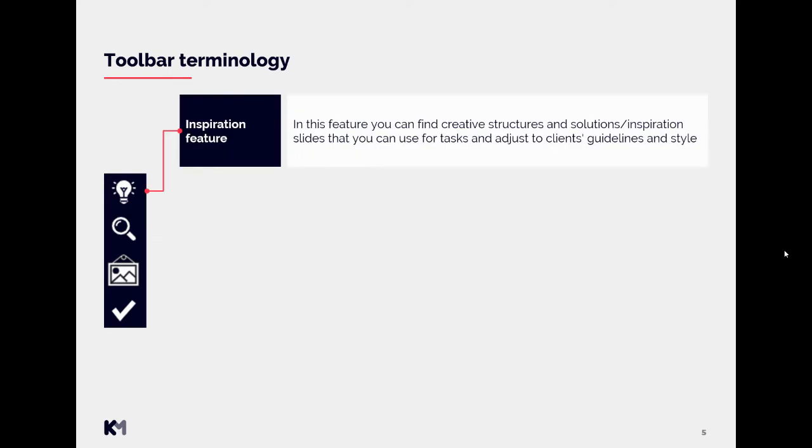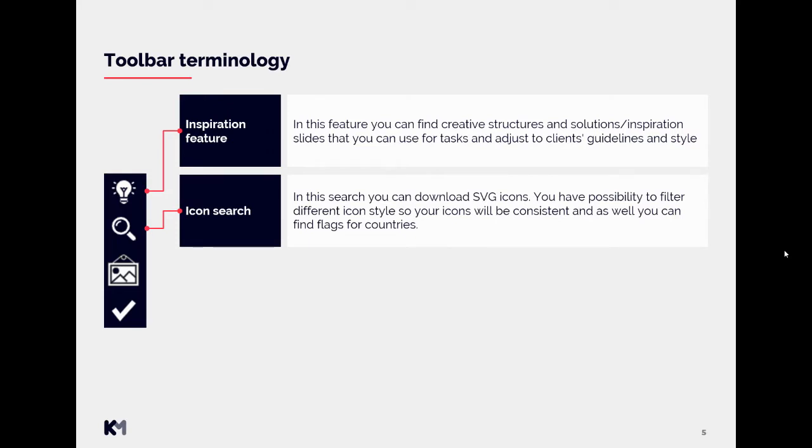Now let's go further to the toolbar terminology. Once you get allocated to some task, you will see this panel that offers you some features you can use. First one is the inspiration feature. In this feature, you can find creative structures and solutions, or just inspiration slides. Generally, you can get inspired by and use these slides for tasks, but remember that you always need to adjust them to clients' guidelines and style.